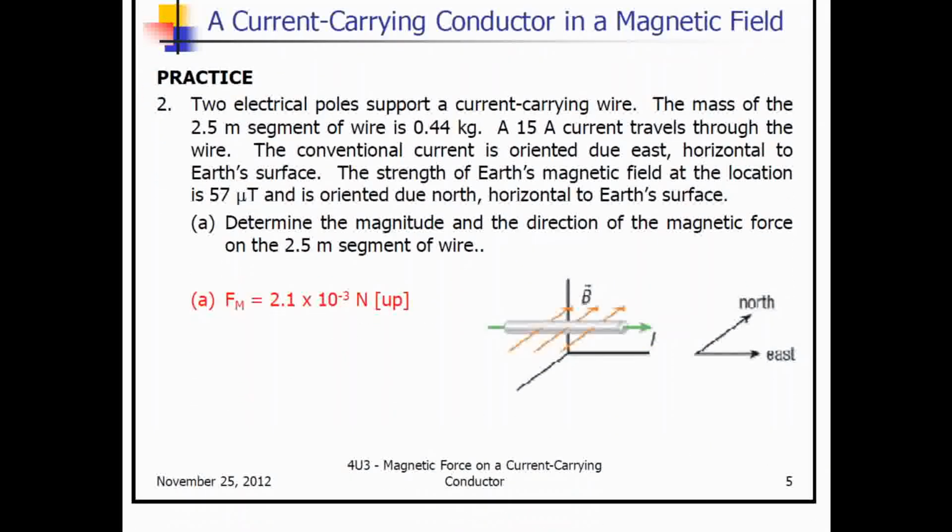Here's another question. We have two electric poles that are supporting a current carrying wire. The mass of the 2.5 meter segment of wire is 0.44 kilograms. We have a 15 amp current that travels through the wire. The conventional current is oriented due east, horizontal to the Earth's surface. And we have a 57 microtesla magnetic field at this point, oriented to the north. So let's figure out what our magnetic force will look like.